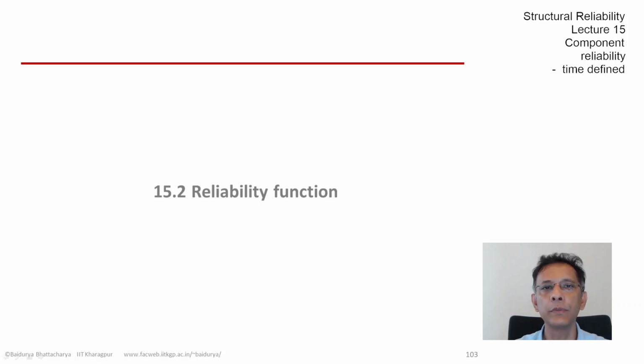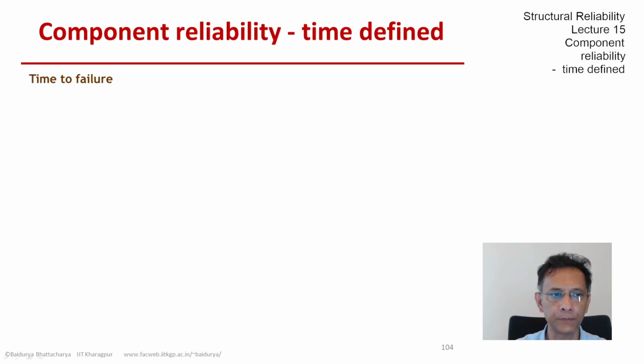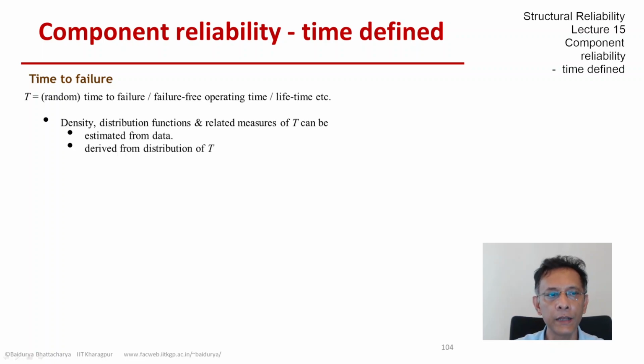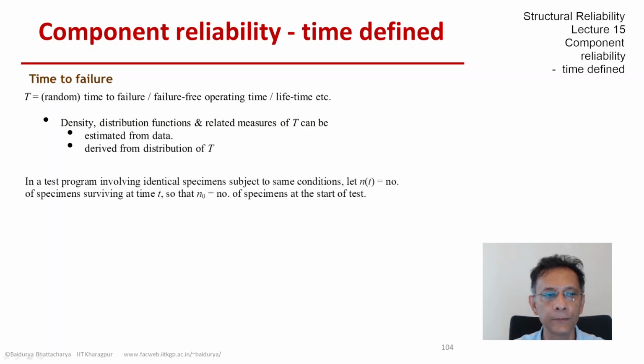We now describe the time-dependent reliability function of a component in terms of its random time to failure. So capital T is this random variable, and we can obtain data. We can estimate the density function, distribution function, and other related measures from the data, or if we have one function estimated, we can describe others in terms of that.